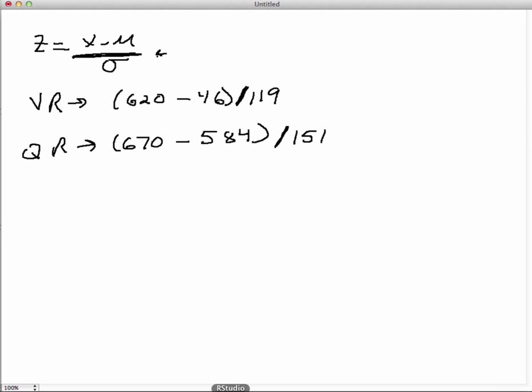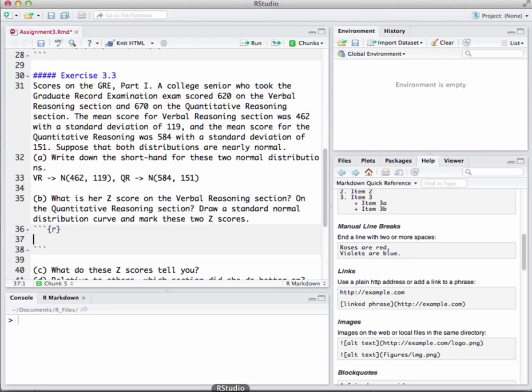So back over here to RStudio, and let's go ahead and put in the 2 here. So we're going to type in just how I had them there. So 620 minus 462, and then divide that by 119. Of course, you could do this on your calculator also if you wanted to. But since we're going to have to type it up in RStudio anyway to put our answer in here, might as well let it do the work for us, right?